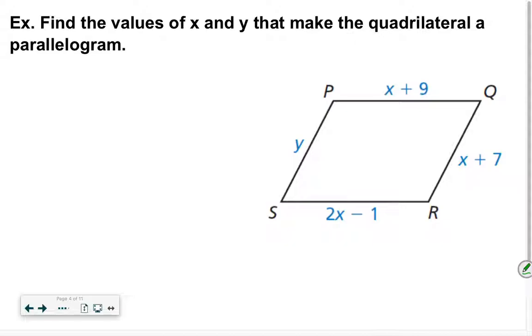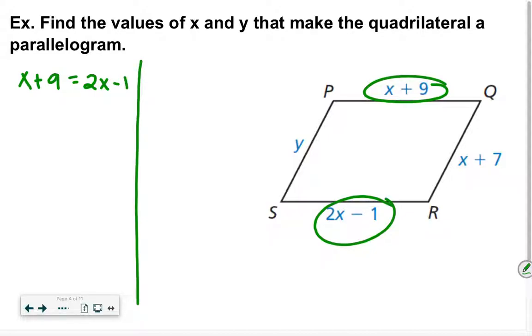So it looks like they're marking up some opposite sides here. And Luke, remind me, what's true about the opposite sides of a parallelogram? They're the same. They're the exact same length. So that means that x plus 9 and 2x minus 1 are the same, and y and x plus 7 are the same. The opposite sides are exactly the same length, just like a rectangle.